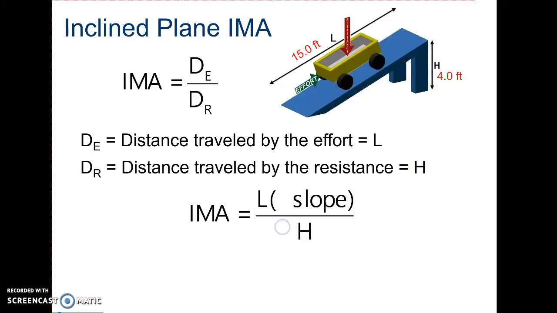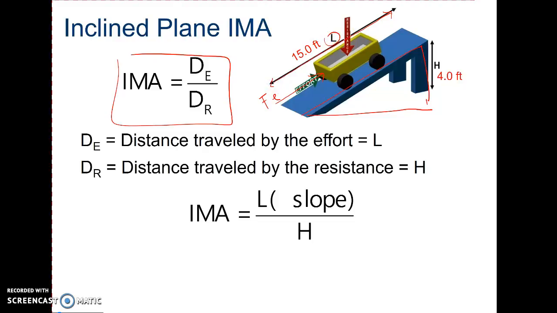Okay, so the inclined plane is pretty easy. When we talk about the IMA, it's going to be the same equation that we're familiar with, which is the DE over the DR. We just have to define for an inclined plane what those values are, okay? So the DE, if we remember, is the distance traveled by the effort force. In the example here, we have an inclined plane, and we have an effort force pushing this cart up the ramp, right? So that's FE. Now the distance traveled by the effort force is going to be the length of this ramp, which we're also going to call L. In this case, it's 15 feet.